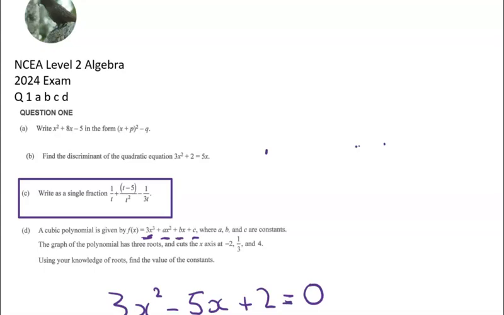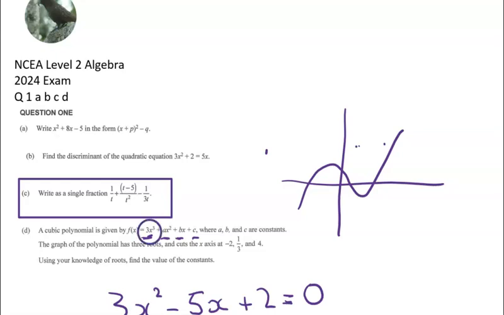So we know, we don't have to know this, but it might help us to remember that the graph of a cubic is like this, right? So it's a positive coefficient on the cubed, so we know it's got that shape. We don't really know much more than that until we keep reading. But then we're told that the graph of the polynomial has got 3 roots, right?